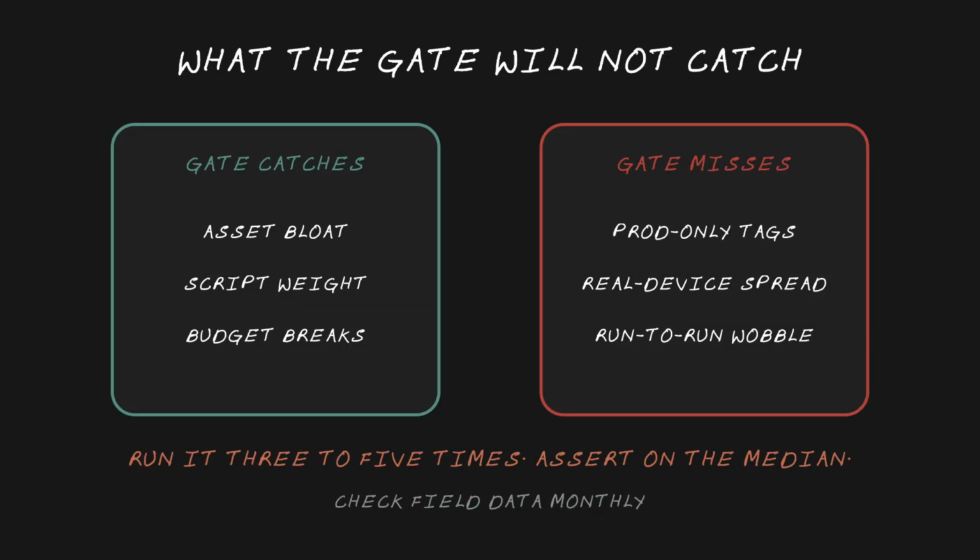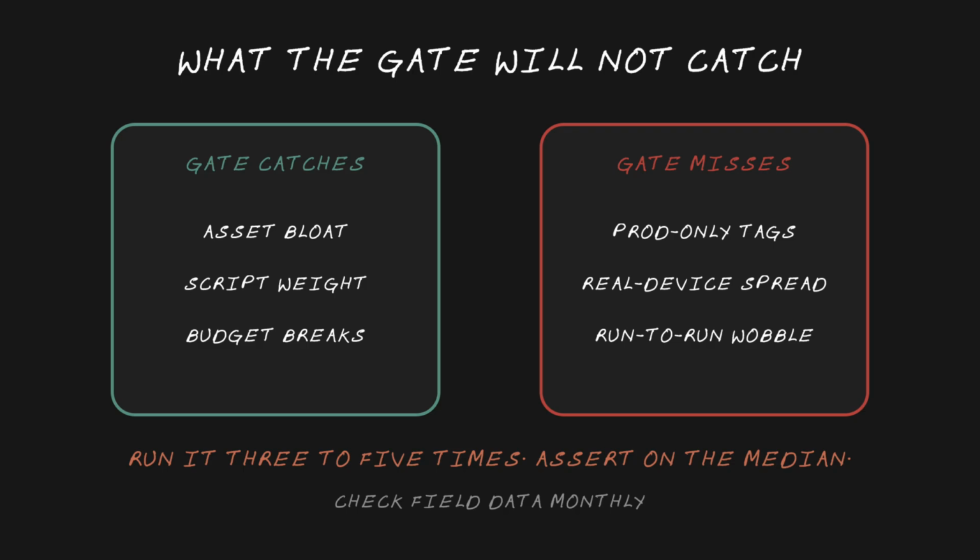One honest warning before you go set this up. The CI gate runs lab data, so it inherits lab blindness. It will not see the marketing tag that only loads in production, and it will not feel the mid-range Android experience. Lab numbers also wobble between runs, so run Lighthouse a few times and assert on the median the same way you'd handle any flaky test. The gate is there to stop regressions from merging, and the field data is there to keep you honest.